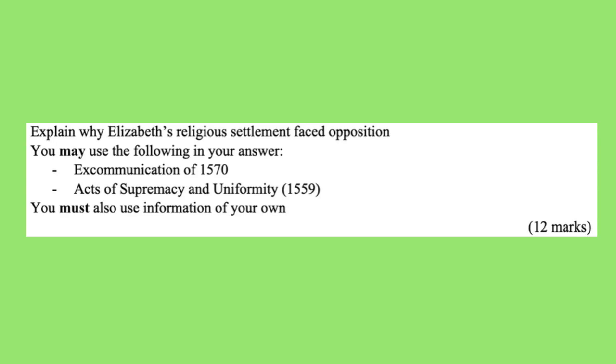Explain why Elizabeth's religious settlement faced opposition. You may use the following in your answer: the excommunication of 1570 and the Acts of Supremacy and Uniformity in 1559. You must also use information of your own. 12 marks.